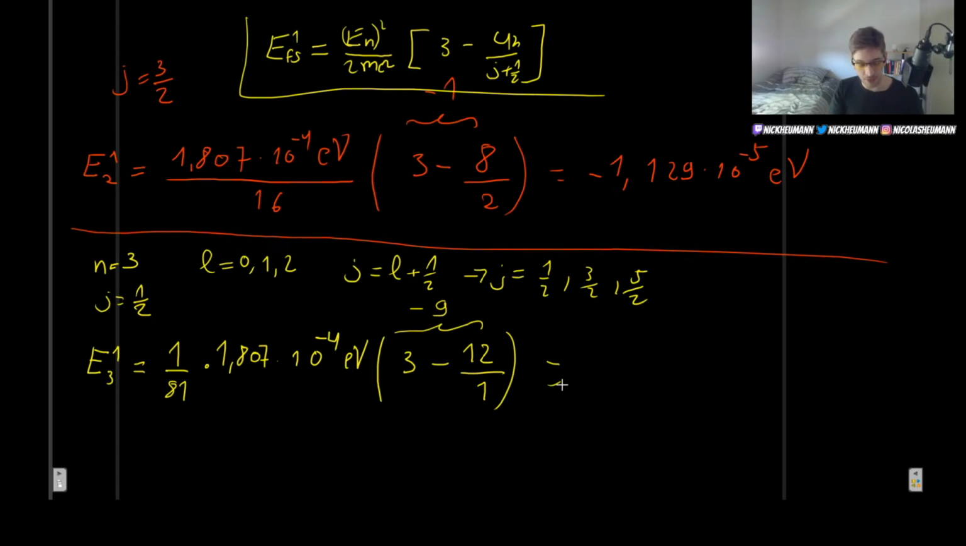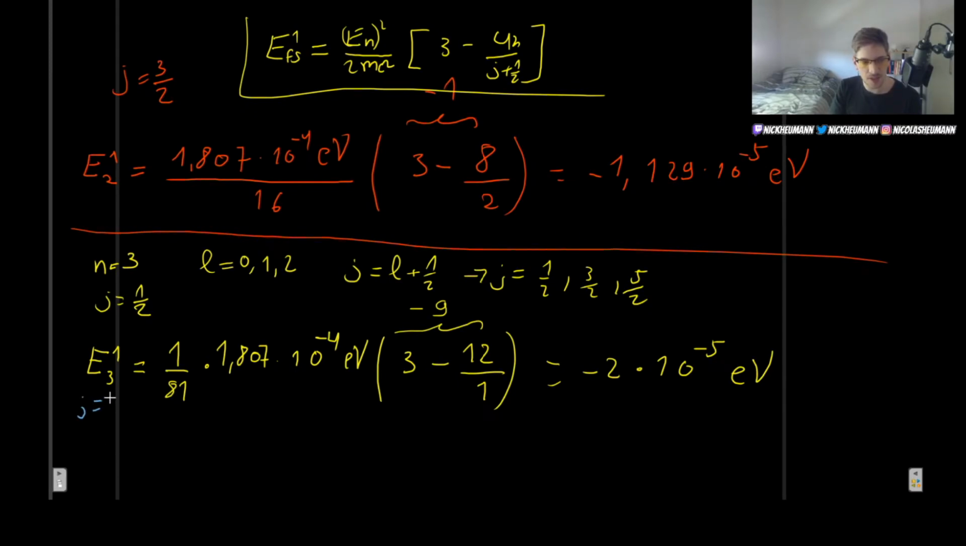So let's multiply through. So this would be 1.807 exponent minus 4 times 9 divided by 81. And this would be, quite accurately, minus 2 times 10 to the minus 5 eV. That's number 1. Let's now go for the next one.